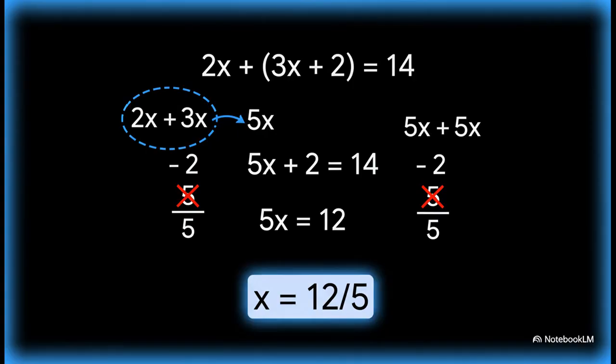And now, we just do some simple algebra. Combine the 2x and 3x to get 5x, subtract 2 from both sides, which leaves us with 5x equals 12, and for the final move, divide by 5, and we get our answer, x equals 12 over 5.